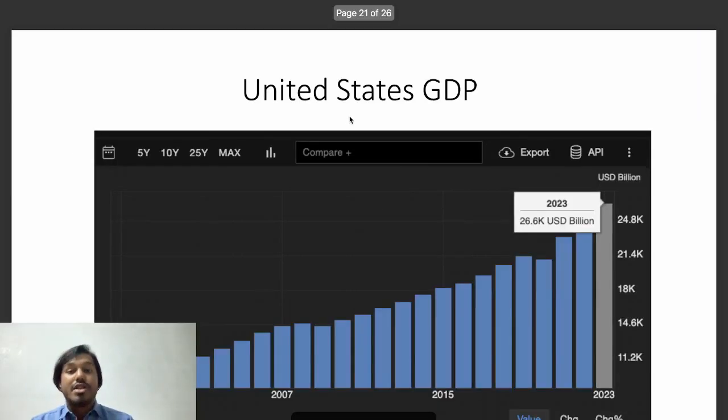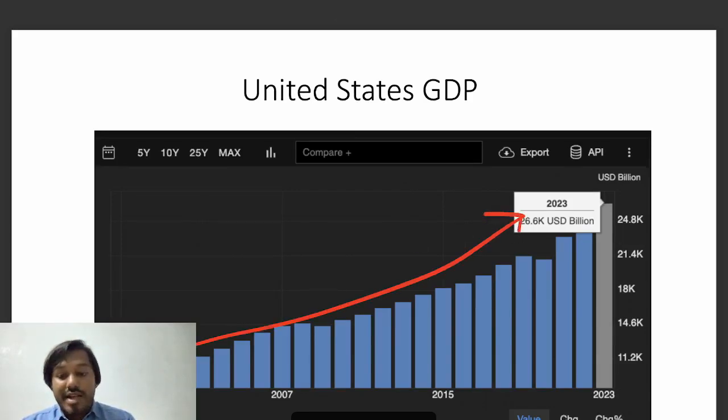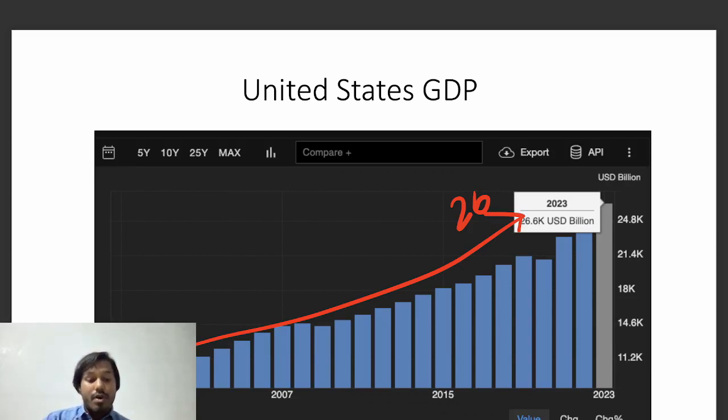Here you can see the GDP of the United States from 1999 till here, from around a $10 trillion economy, we went to a $26 trillion economy. So the economy is growing, it's prospering. That's the reason the world trusts the dollar. Still the world trusts the dollar.